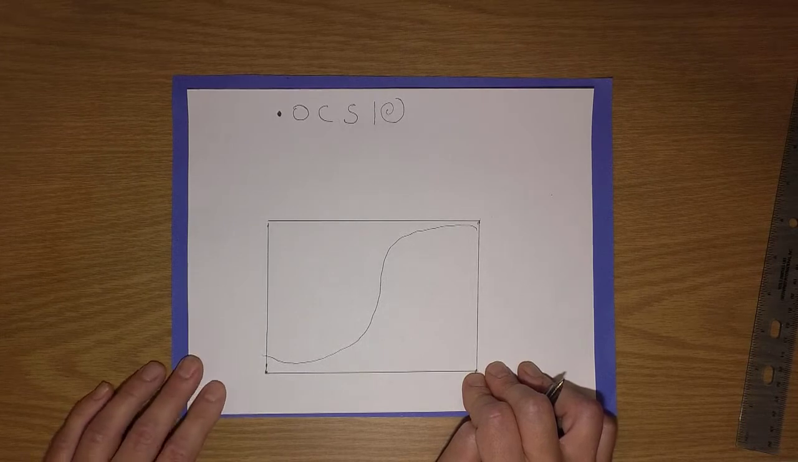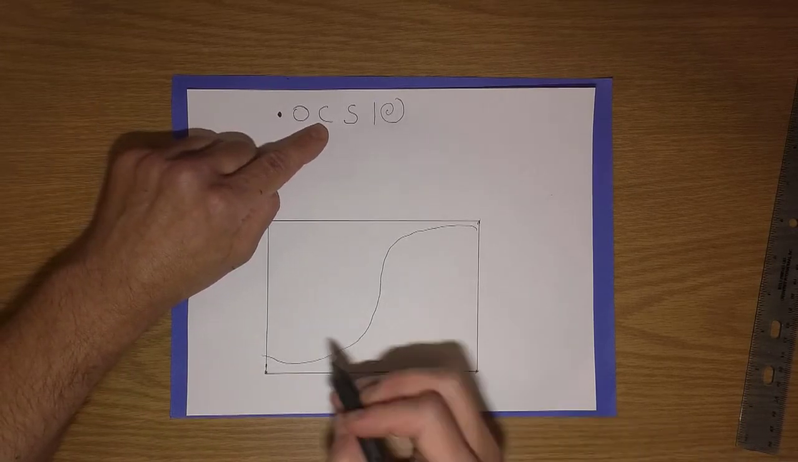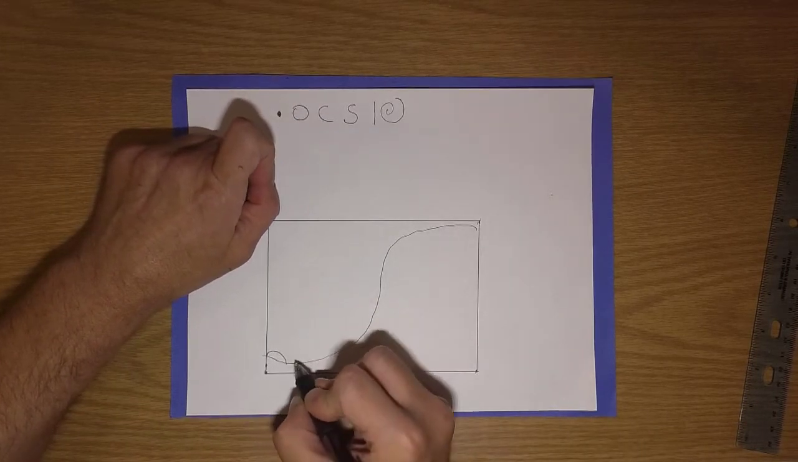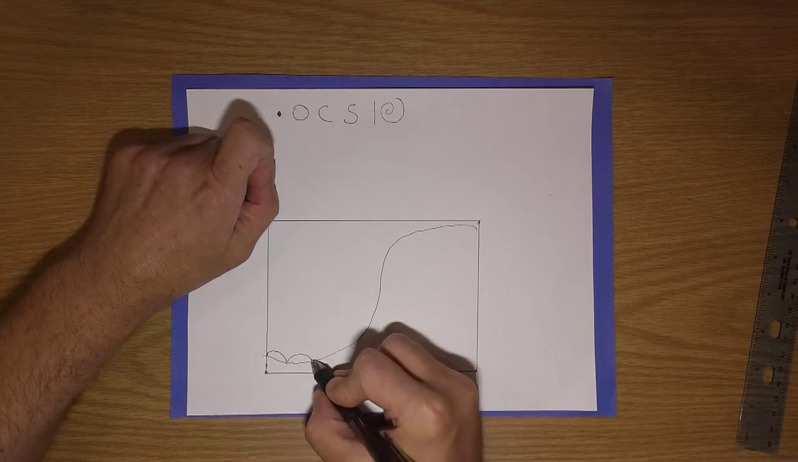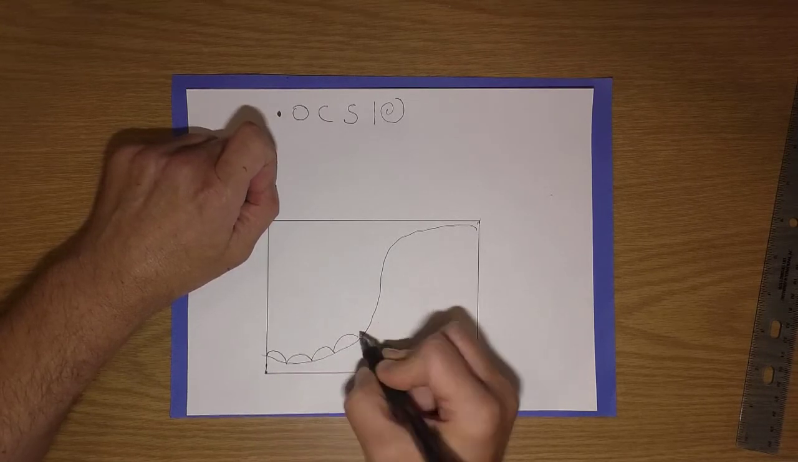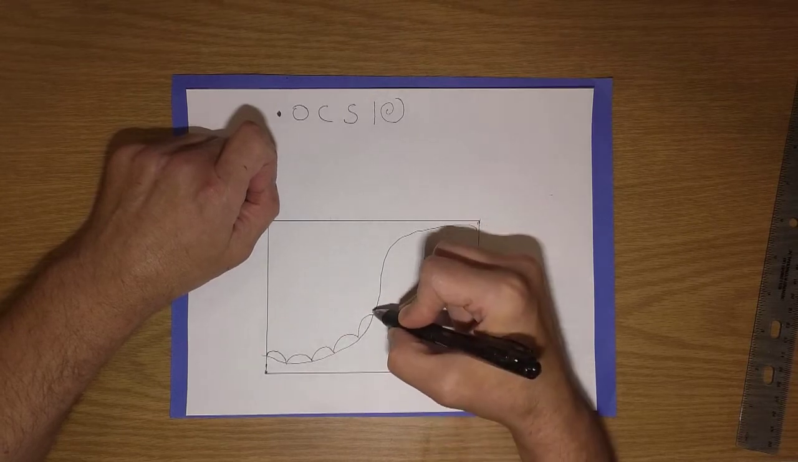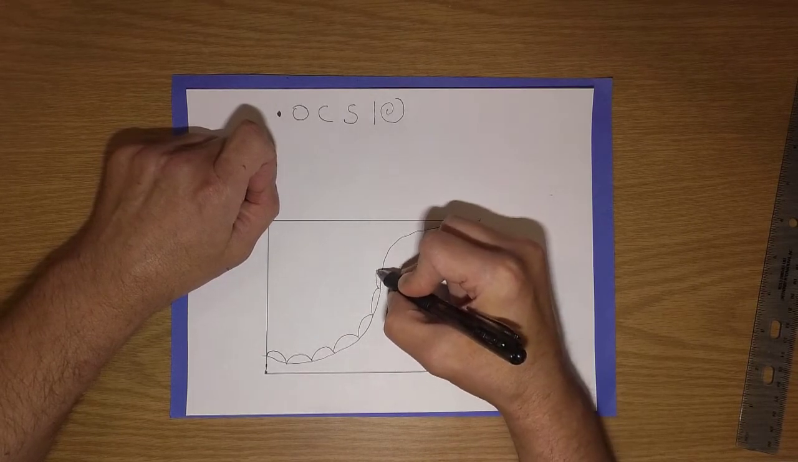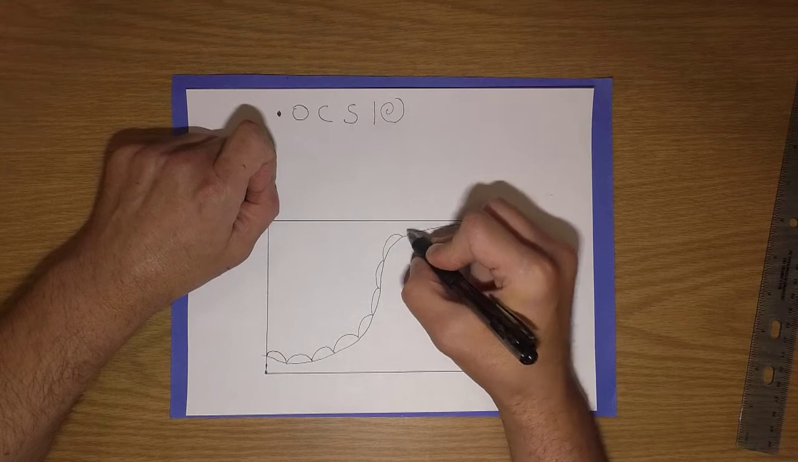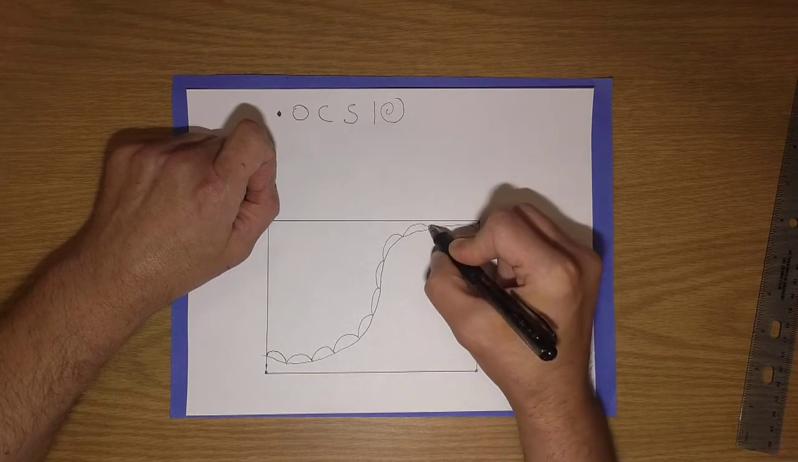Now, what should I do next? How about a half circle? I'm going to take some half circles and just go all along this side of our curve, our letter S curve. It almost looks like the back of a dinosaur.